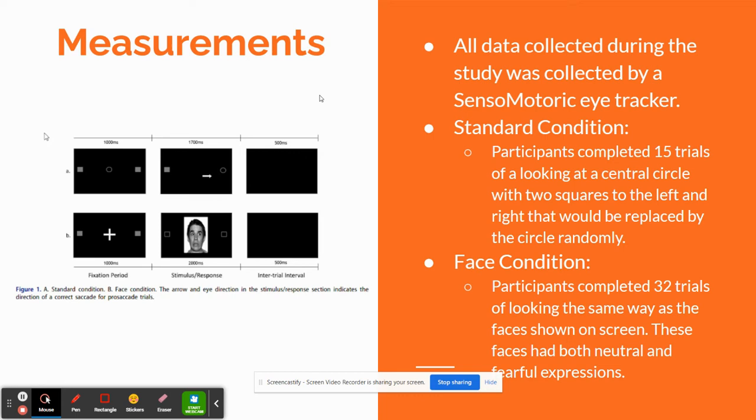So then there were two different tests that were conducted throughout this experiment. In the standard condition, participants completed 15 trials of looking at a central circle with two squares to the left and right that would be replaced by the circle randomly, which can be seen by A in this picture right here. And then the face condition, participants completed 32 trials of looking the same way as the faces shown on screen. These faces had both neutral and fearful expressions. And so this one can be seen by B down here in the picture.